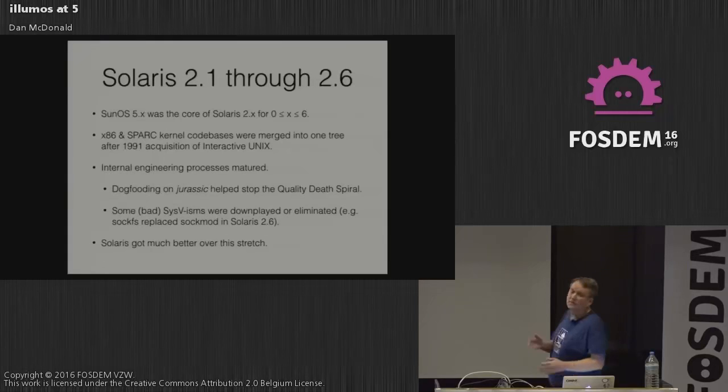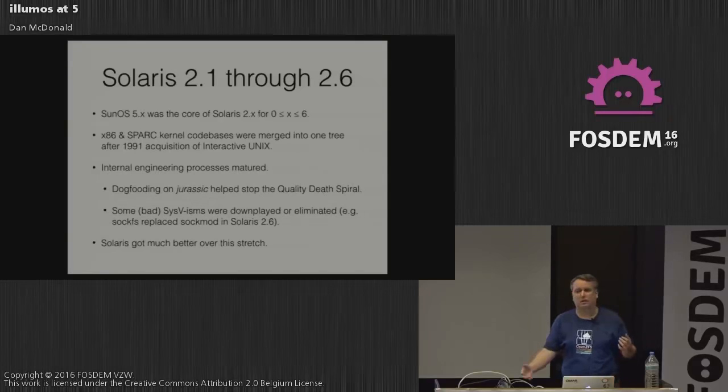Weird transition effect. So Solaris 2.1 through 2.6: SunOS 5.x corresponded to Solaris 2.x. x86 and SPARC source bases were separate in Solaris 2.0 and 2.1, and they were merged after the 1991 acquisition of Interactive Unix, which is the genesis of the Solaris x86 code. Internal engineering processes matured during this time. We would eat our own dog food on a well-known server, originally in Mountain View and then later in Menlo Park, called Jurassic, and it would help stop the quality death spiral.